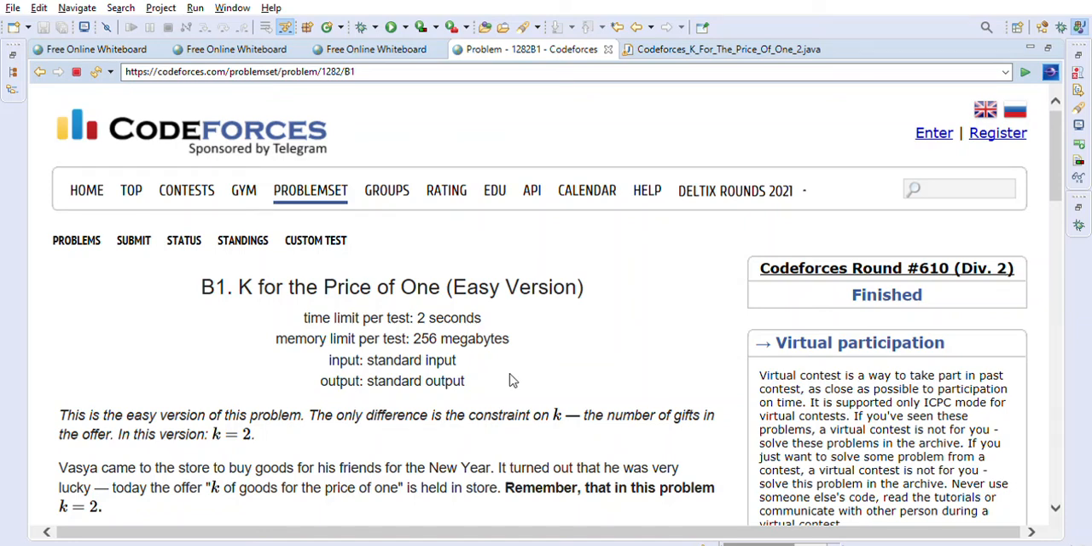Hi friends, welcome back. Today we are going to solve Codeforces problem K for the price of 1.